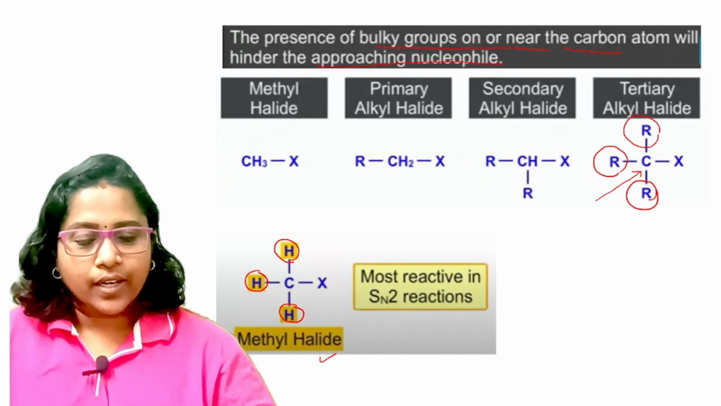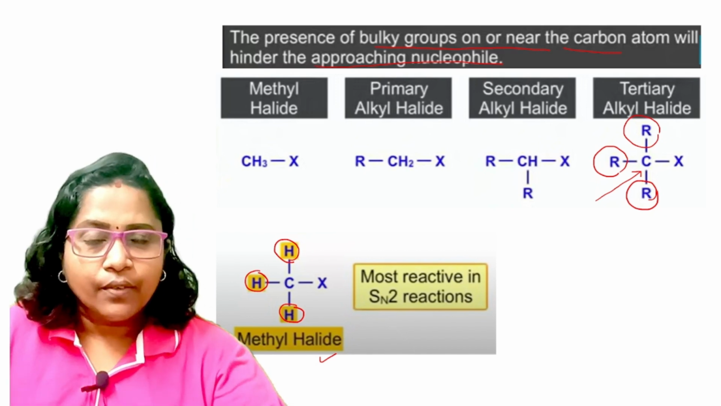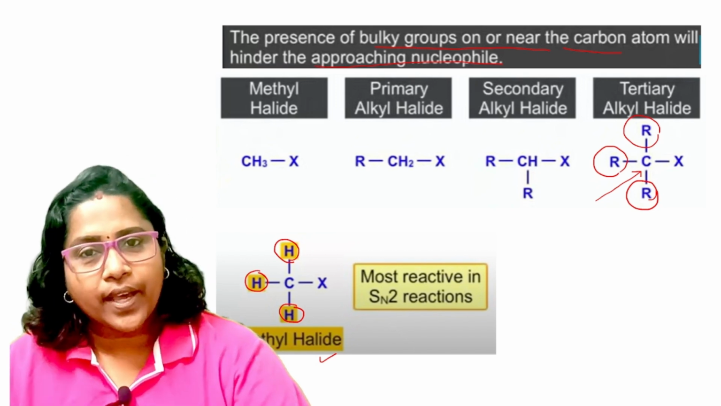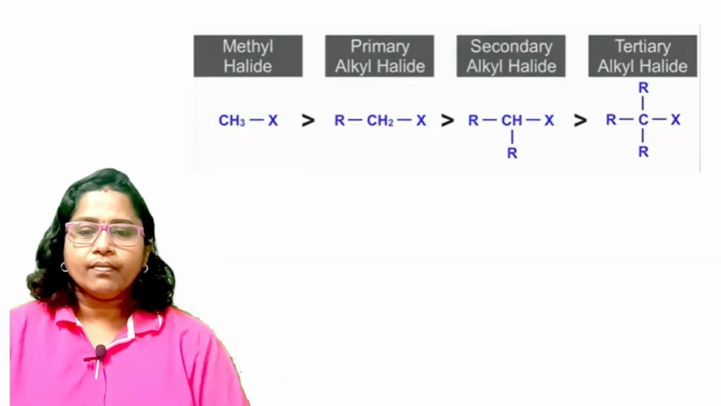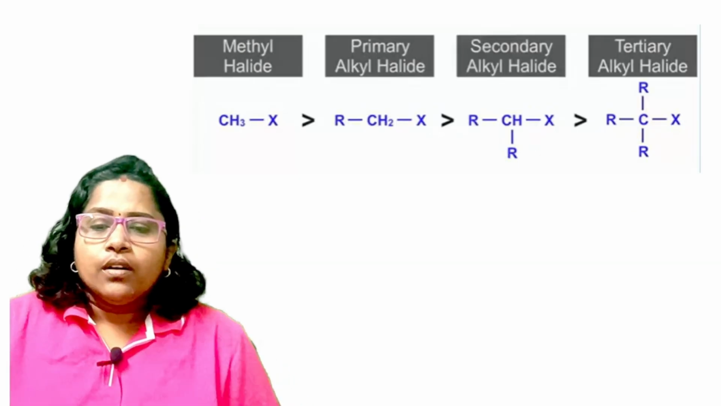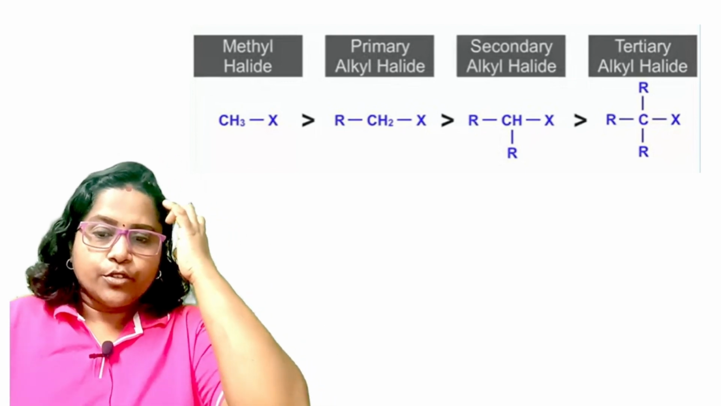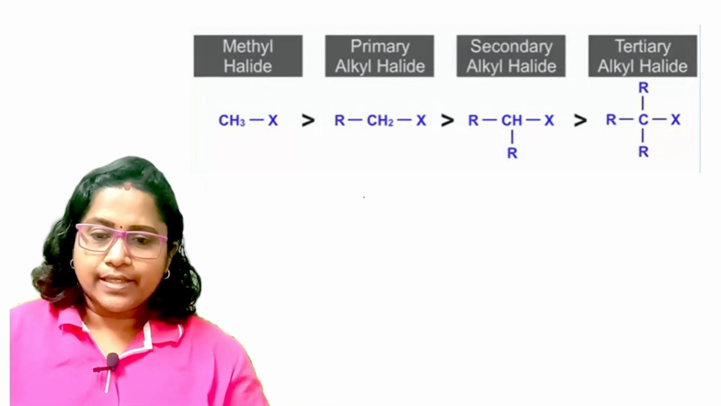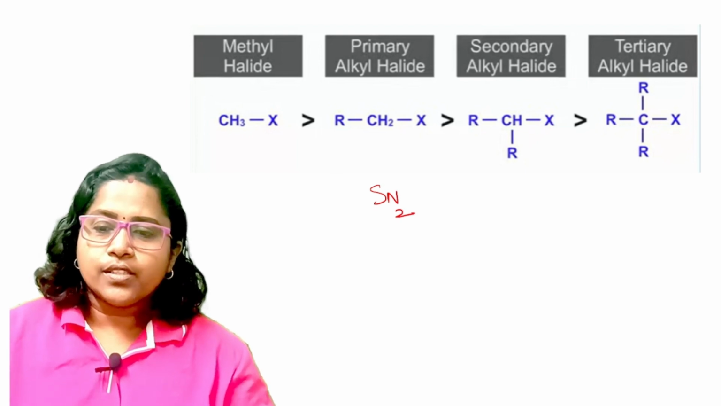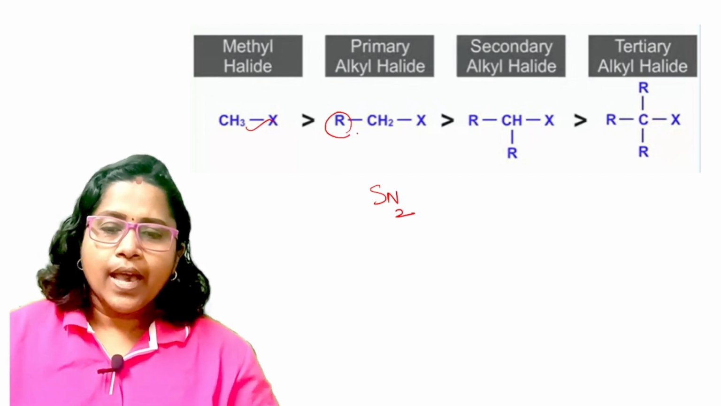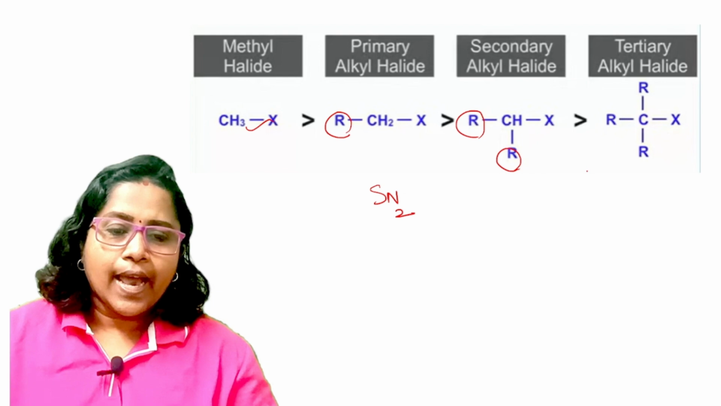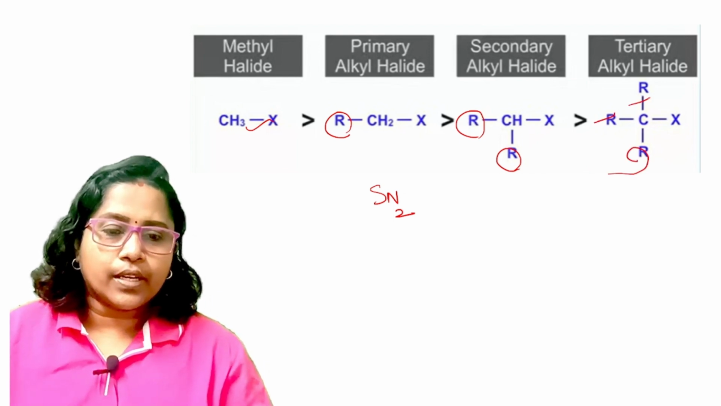So this order is very, very important. Definitely you can expect some indirect questions from this part. Okay, now tell me, is this one SN2 or SN1? Yes, of course it is the SN2 reaction order, correct? So this is methyl group, then primary, then secondary, and then tertiary.